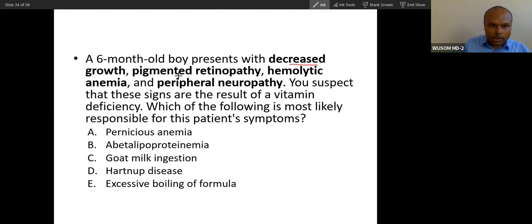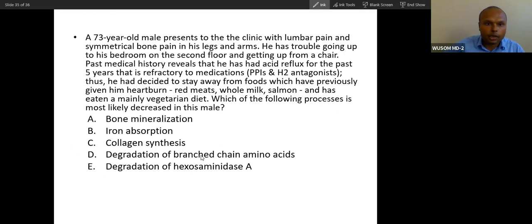You can see decreased growth, pigmented retinopathy, hemolytic anemia, peripheral neuropathy. You suspect vitamin deficiency. Which of the following is most likely responsible for the patient's condition? Pernicious anemia? Abetalipoproteinemia, because you can see many problems. I have already discussed abetalipoproteinemia in absorption of lipids. Go and see those slides about abetalipoproteinemia.